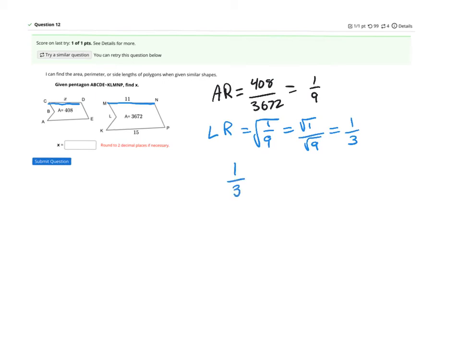Now that I know my linear ratio, I set up a proportion. The ratio of the corresponding sides, or the linear ratio, is 1 over 3. The smaller side in this case belongs with x, and then the larger side is with 11. So then we cross multiply, and I get 3x is equal to 11. Divide both sides by 3, and I end up with x equals 3.67.